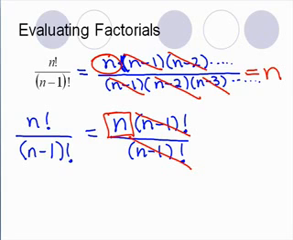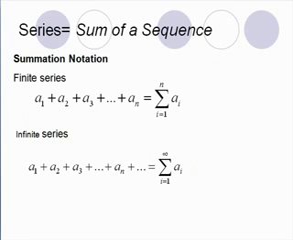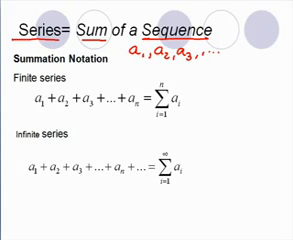Next topic we're going to discuss is series. A series is a sum of a sequence. So we've got a sequence A1, A2, A3, all the way up to A sub n. So this is a sequence where the terms are separated with commas. Now if I add all these values up, like you see here, this is a finite series.